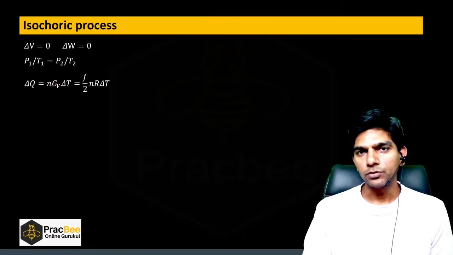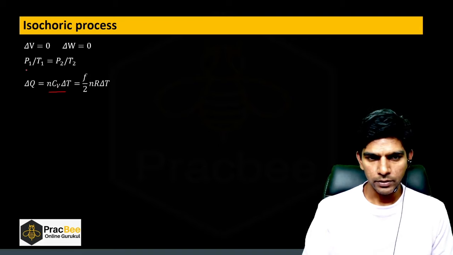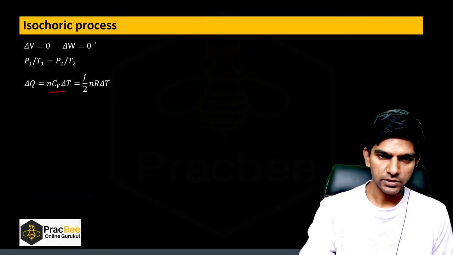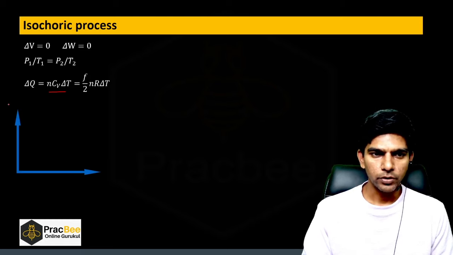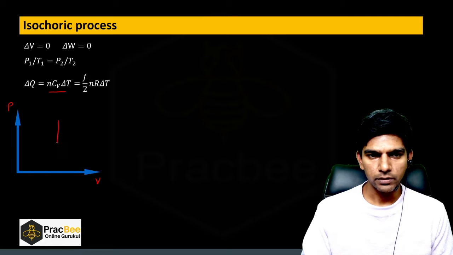And in case of an isochoric process, heat supplied to the gas can be given by nCv ΔT, where Cv is nothing but f by 2 R. So we should remember this. It is f by 2 nRΔT in case of an isochoric process. Now, if we plot a pressure-volume graph for an isochoric process, since volume remains constant, it will be a graph which is parallel to the y-axis.